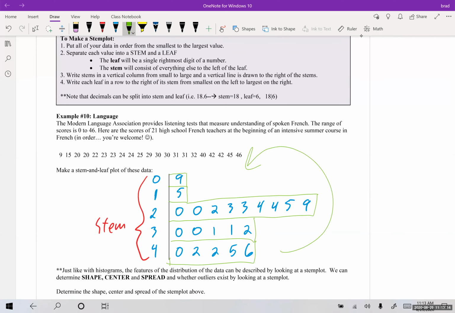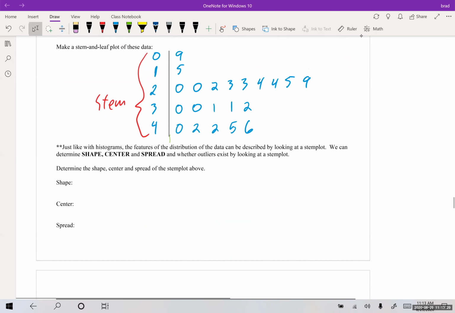And again, this is okay because it's a small number of values. If it was a large number of values, we would just go straight to the histogram. But again, we can kind of see how this could take on the shape of a histogram as well when it comes to skewness, okay? So if we wanted to, it says, determine the shape, center, and spread of the stem plot. So the shape, I would say, would be left skewed.